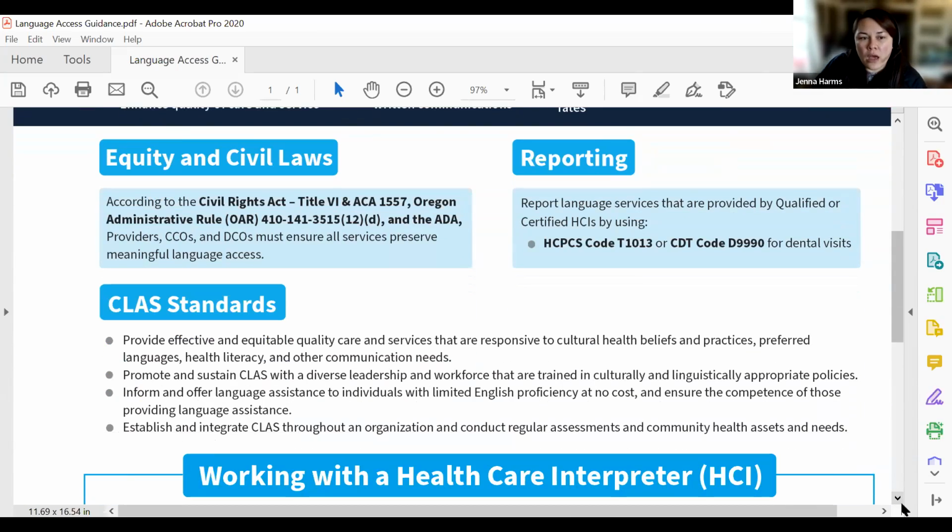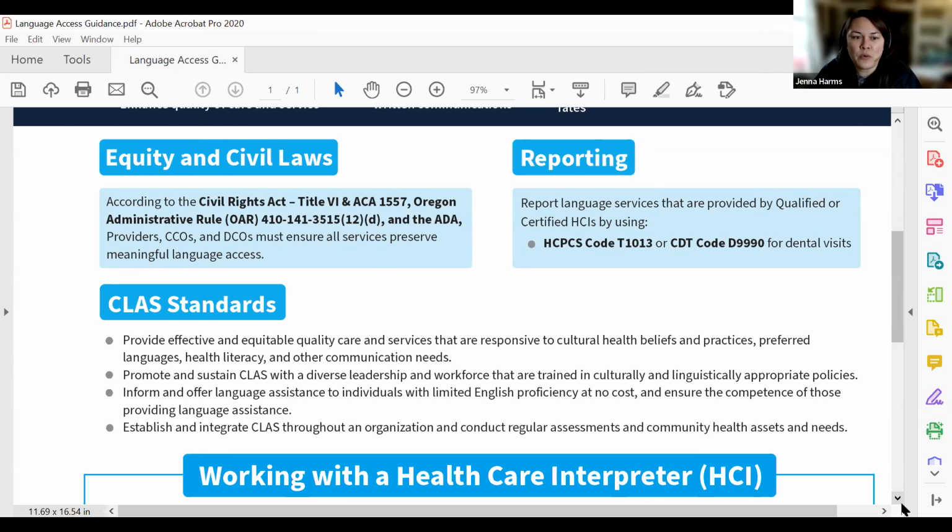That's perfect right there. So there are a couple drivers, and again, I won't spend a ton of time talking about them, but there's civil rights, the federal Civil Rights Act, Title VI, as well as within our state, the Affordable Care Act, Section 1557, as well as Oregon Administrative Rules, as well as the Americans with Disabilities Act. So there's a variety of laws and regulations that require providers, coordinated care organizations, and dental care organizations to effectively provide services in a language that preserves access to meaningful language and meaningful communication.